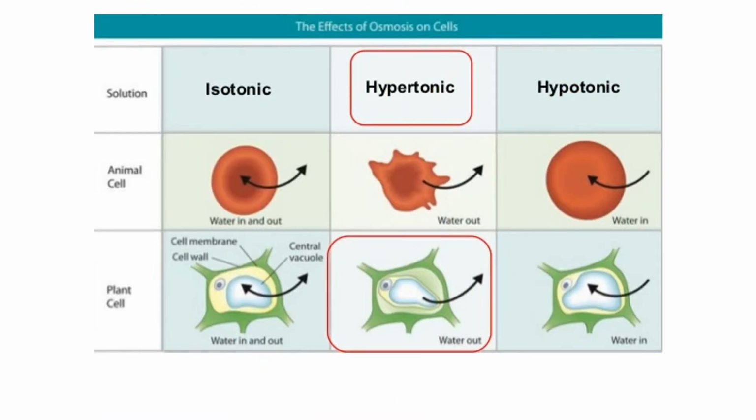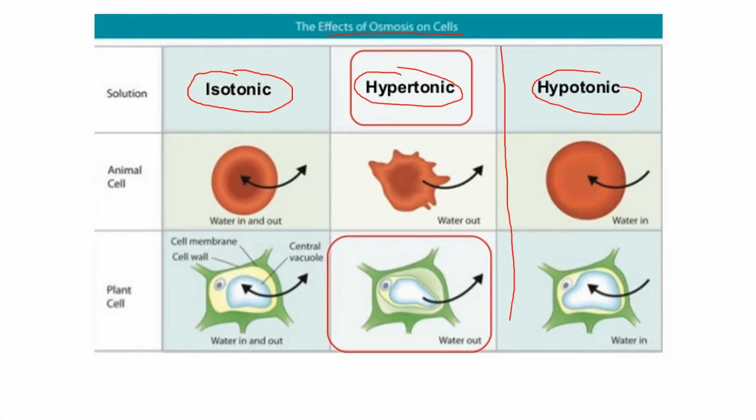Next we will talk about the effects of osmosis on the cell. We will see that we have three different types of solution: isotonic, hypertonic, and hypotonic solution. In here there is a division happening, and we have different cells. As an example of animal cells, in here we will see red blood cells, and as an example of a plant cell, we have one in here, a green cell.